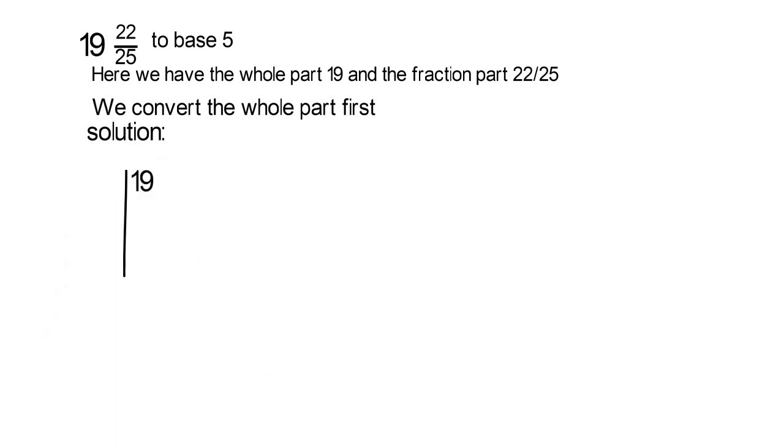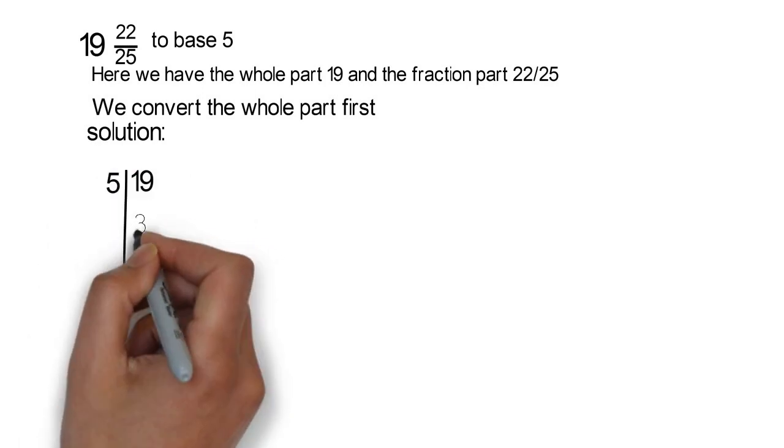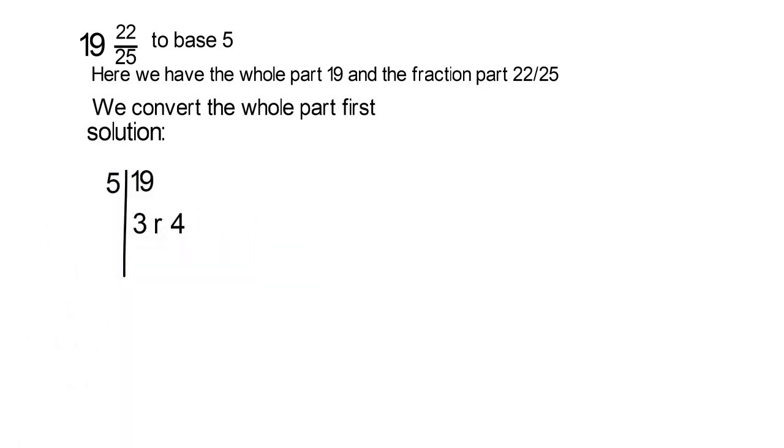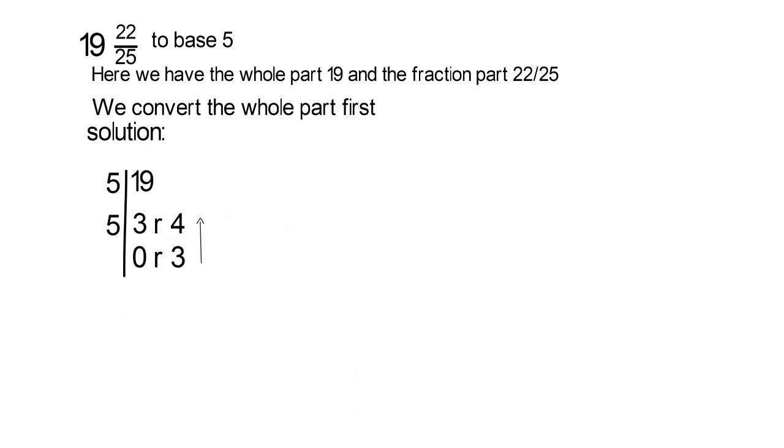So we divide 19 through by 5. So I have 5 in 19 will give me 3 remainder 4. 5 in 3 will give me 0 remainder 3. So I write out my answer from bottom up, so I have 34. We are not done yet, we still have the fraction part to solve. So what do I do next? I convert my 22 over 25 to a decimal fraction.